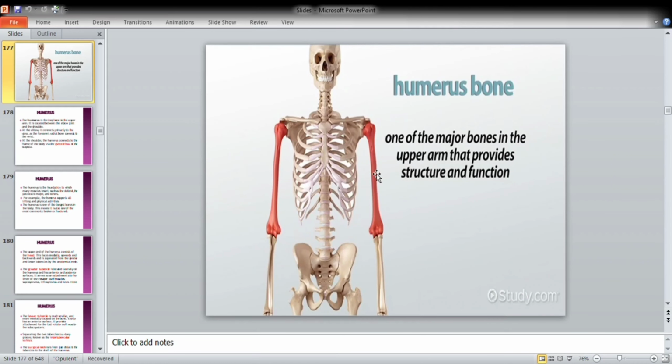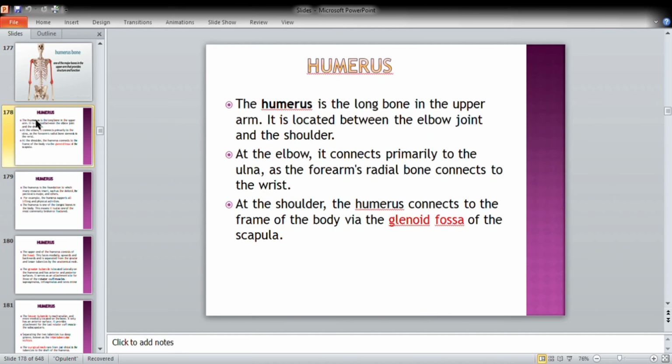Moving on to the humerus. The humerus is one of the major bones of the upper arm that provides structure and function. At the elbow, it connects primarily to the ulna, as the forearm radial bones connect to the wrist. At the shoulder, the humerus connects to the frame of the body via the glenoid fossa of the scapula.